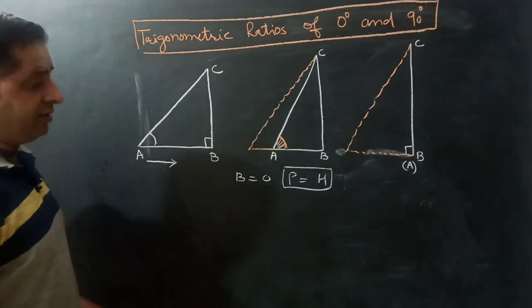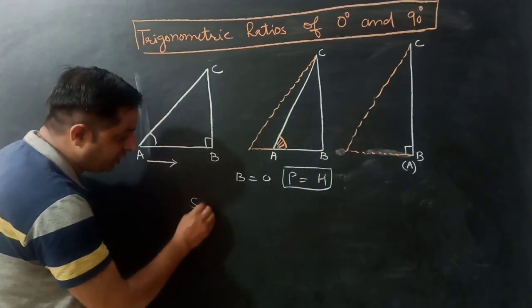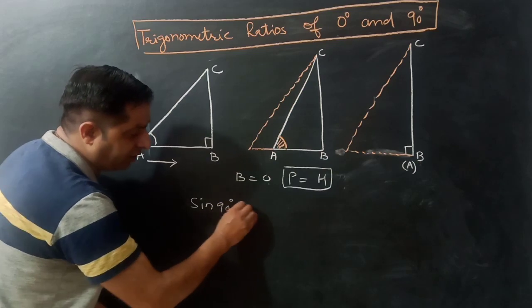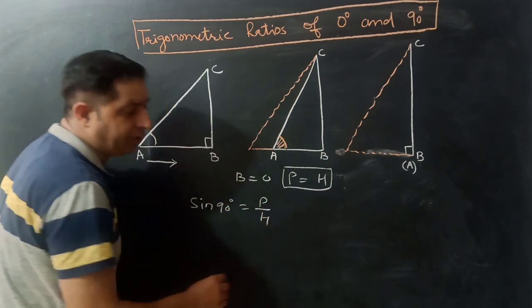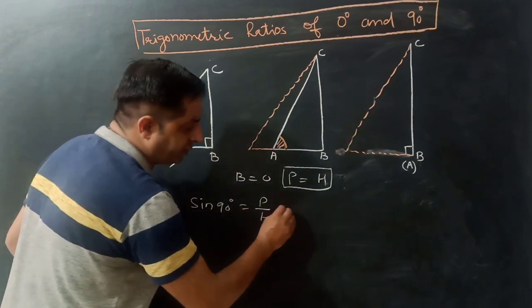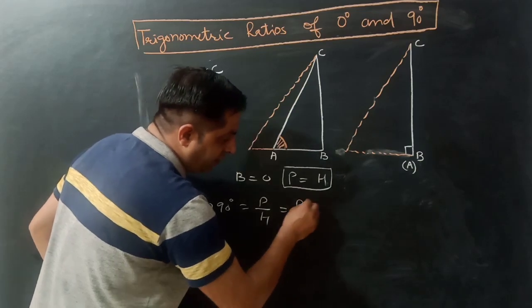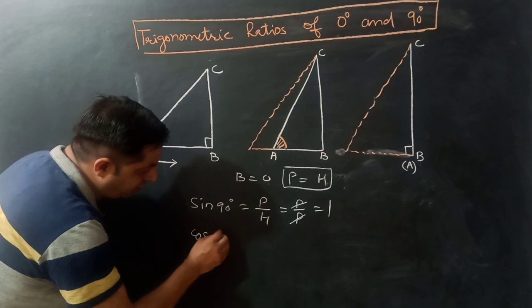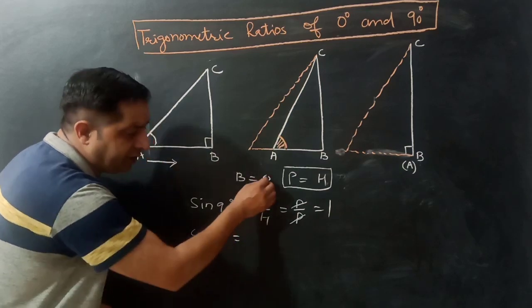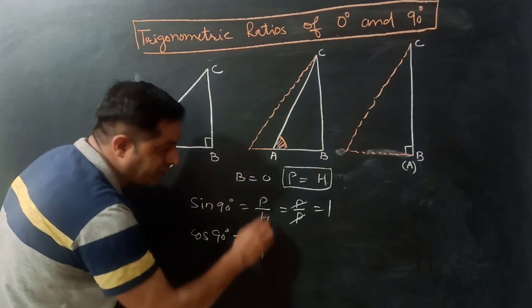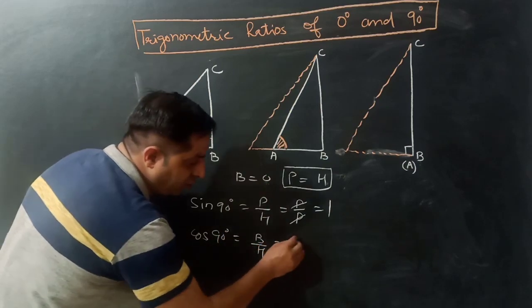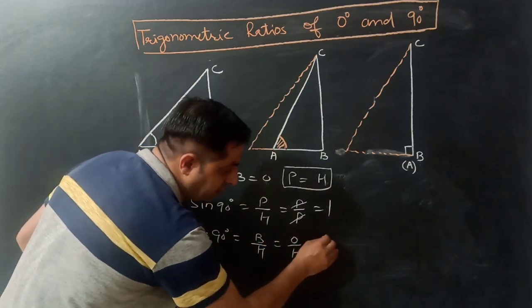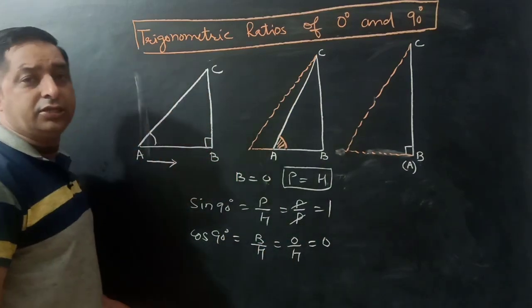Now let's find the trigonometric ratios. Sine 90 degree, you all know sine is perpendicular upon hypotenuse and they both are equal, therefore its answer we can say 1. Same way you can find cos 90 degree. Cos 90 is base upon hypotenuse. In this case base is 0, so 0 upon hypotenuse is 0. 0 upon something is 0.